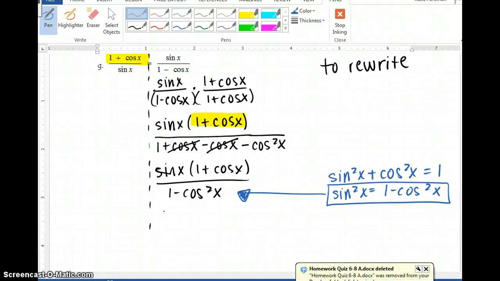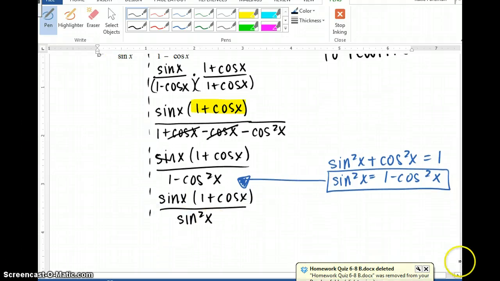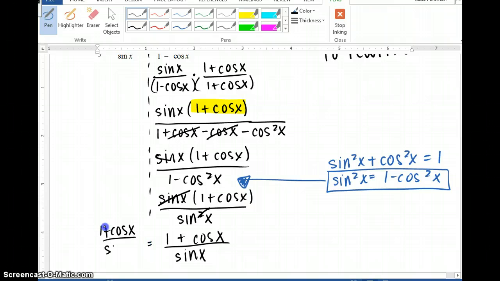Keep the numerator in factored form. Sine x times 1 plus cosine of x. I'm going to replace the entire denominator with sine squared of x. Now, because the numerator is in factored form, 1 sine from the numerator will cancel with 1 sine from the denominator, leaving 1 plus cosine of x in the top and sine x on the bottom. And that's exactly what the original left-hand side of the equation was.